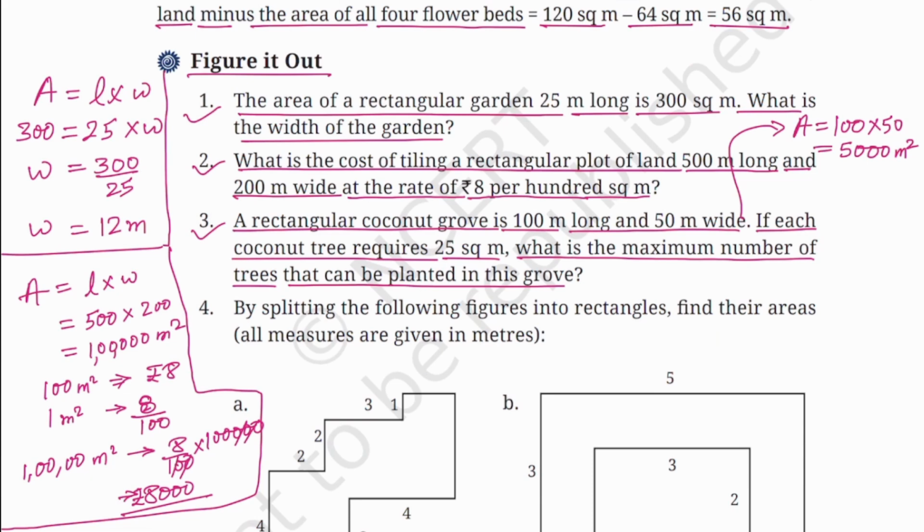Since 25 square meter is required for one coconut tree, 1 square meter will have 1 by 25 portion of a coconut tree. So a land having 5000 square meter area will have 1 by 25 into 5000 coconut trees, that is 200 coconut trees.